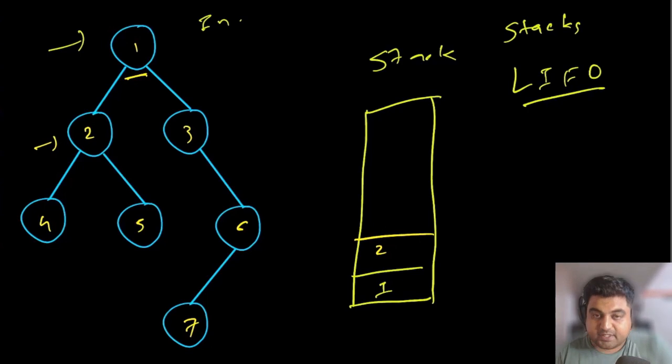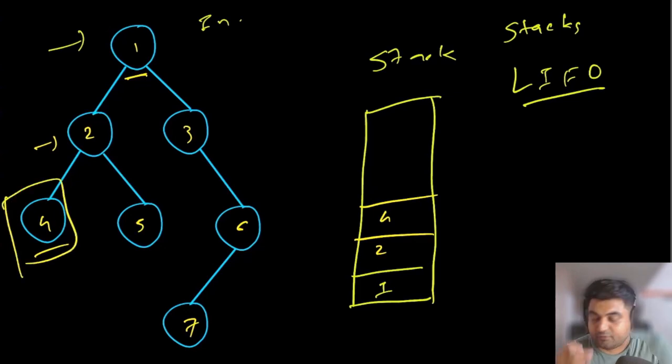Again for node number 2, does it have a left child? Yes, it does, node number 4. So we are going to mark node number 4 over here. Again for node number 4, does it have a left child? No, because it does not have a left child, which means now we will have to process node number 4. So we are going to pop node number 4 out.